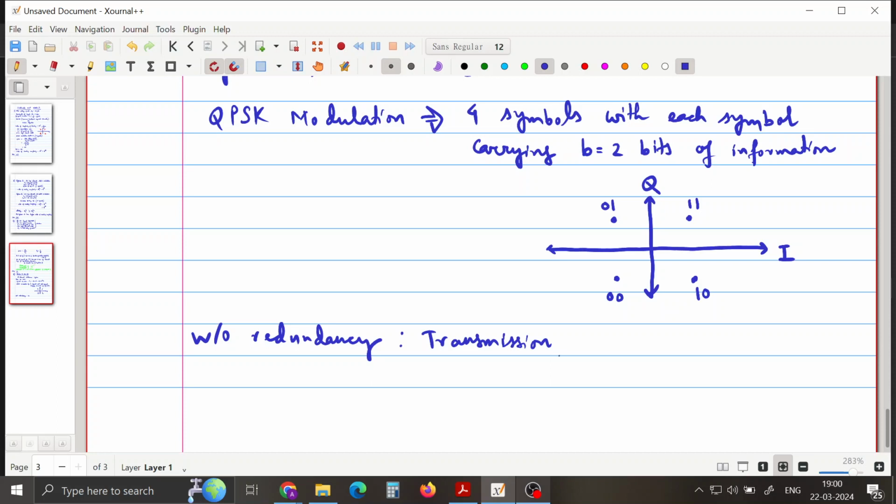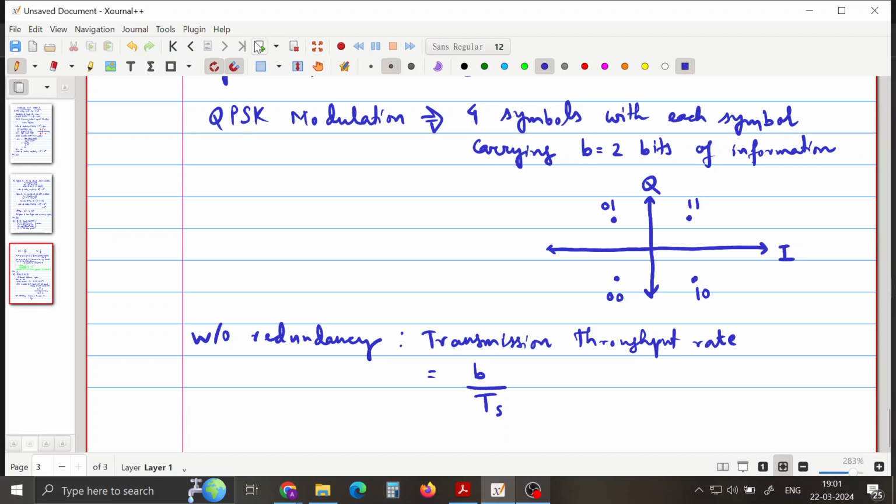what is your transmission throughput rate? That is basically given by, how is it given? You have Ts as the symbol duration. Its reciprocal gives you symbols per second, and every symbol has B number of bits. So it is B by Ts bits per second. Correct? That's your transmission throughput rate. And this is the case without redundancy. So this is B by Ts. Right?